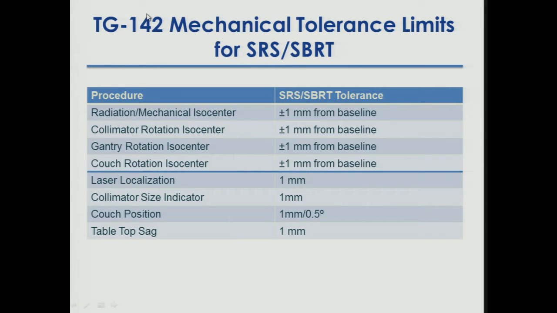If you look at TG142, it gives you the mechanical tolerance limits that you should be able to achieve with SRS and SBRT, and pretty much most modern machines can do this very easily. But when you look at these and think about it, these are actually all independent errors. And independent type A errors we're supposed to add in quadrature. If all of these are close to 1 millimeter and you add them in quadrature, your mechanical uncertainty is well above 1 millimeter.